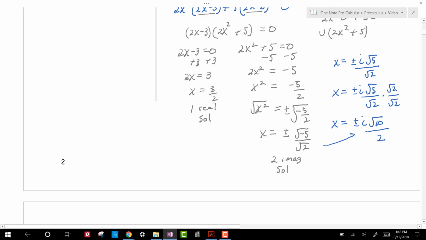These two forms mean the exact same thing. All right? And there you go. That's it for lesson 4-0.